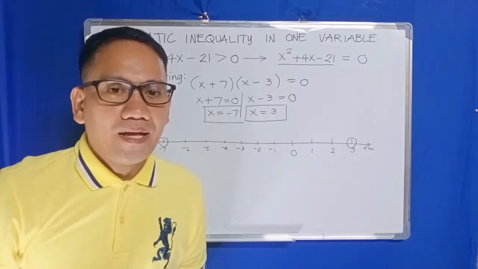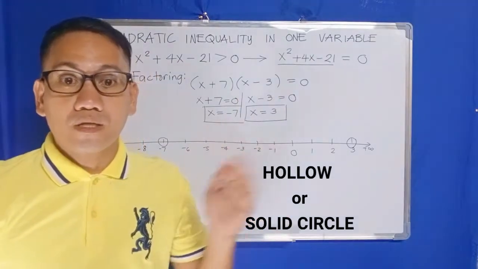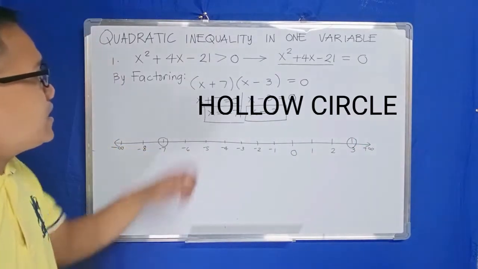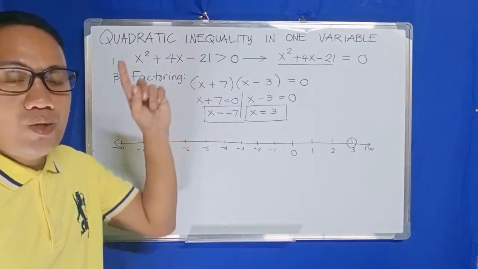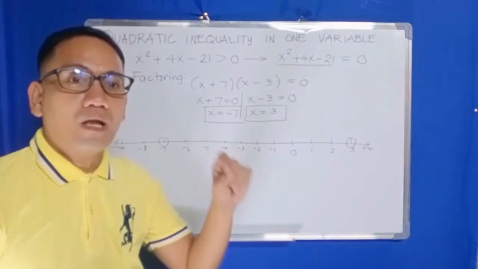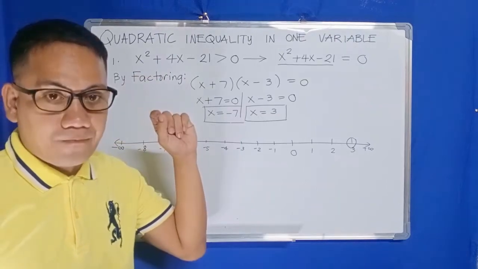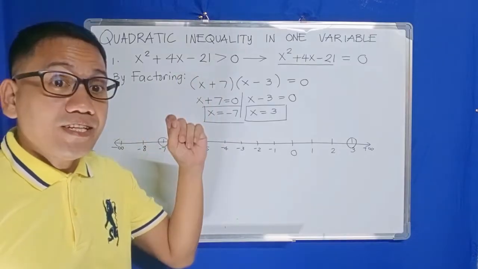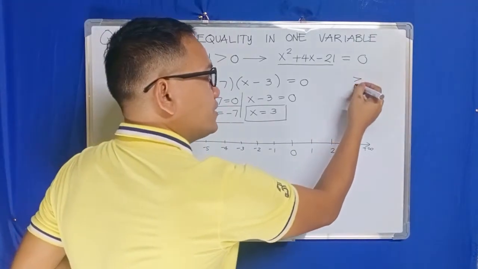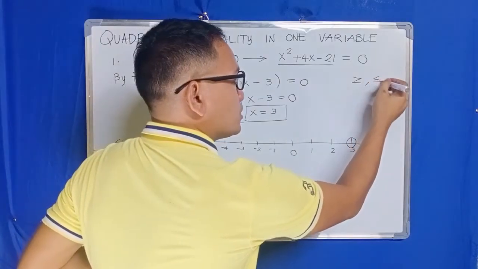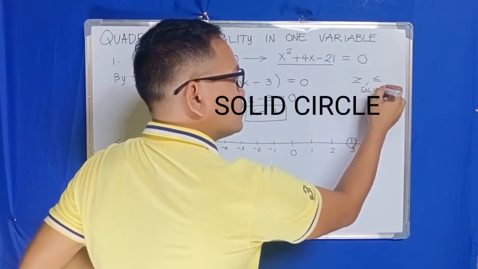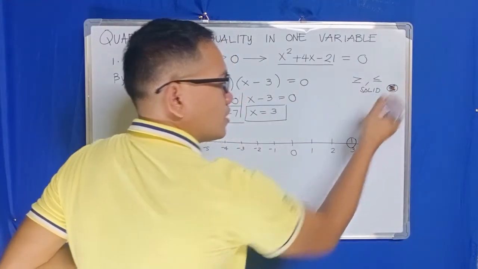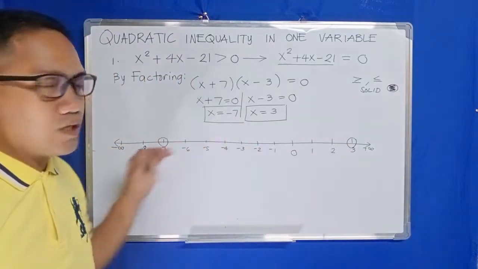This time, we will apply the concept of hollow or solid circles. We will utilize a hollow circle because our inequality given is greater than. So utilize hollow circles if our symbol is greater than or less than. But if our inequality symbol is greater than or equal to, or less than or equal to, we will utilize the solid circle, and that is the shaded one. Alright, so let's try to have a hollow circle in this case.